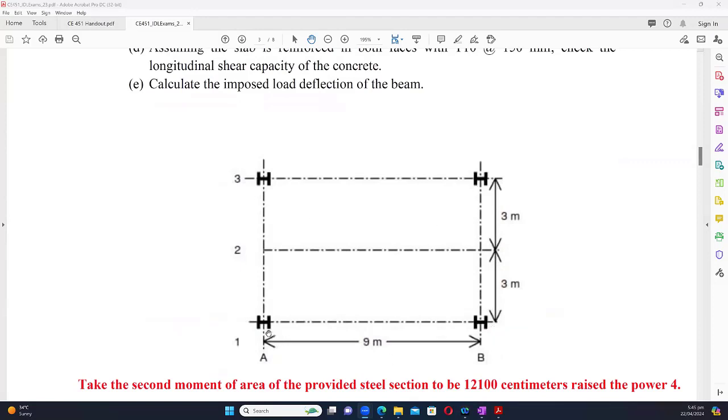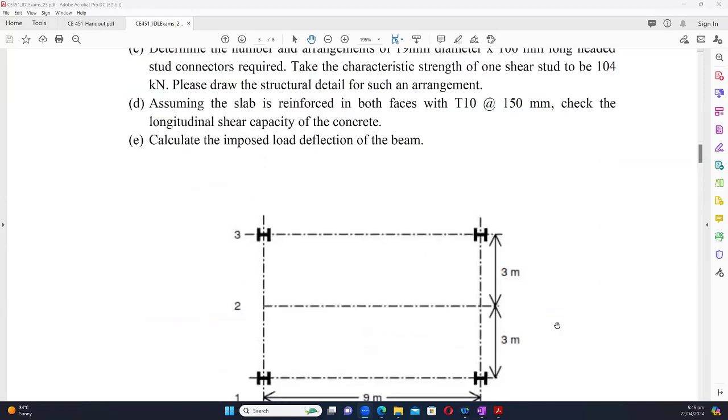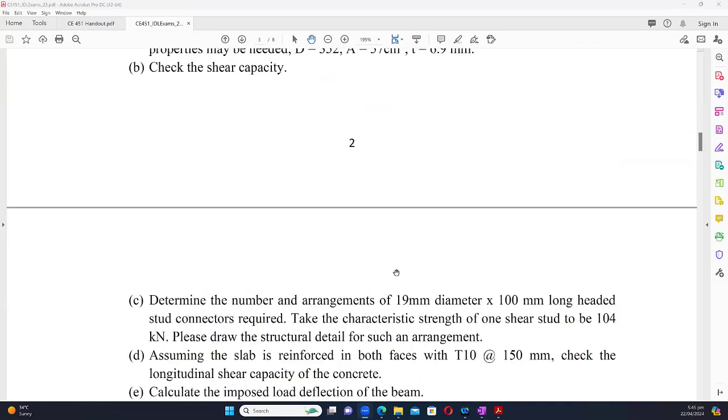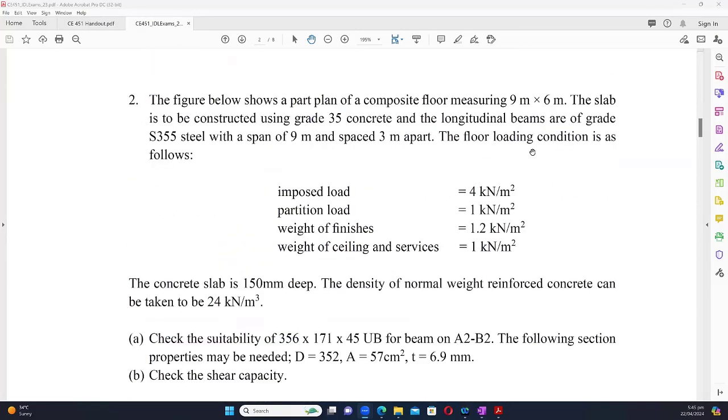On this floor, there's a beam on grade line 1, another beam on grade line 2, another beam on grade line 3. And the distance between the beams is 3 meters. Take note of that. Then the question says that the slab is to be constructed using grade 35. So take note, please write these things. I don't want to be flipping between the question and my calculation sheet. So take note of all the parameters, write it down. FCU is 35 MPa. Are you writing it down?